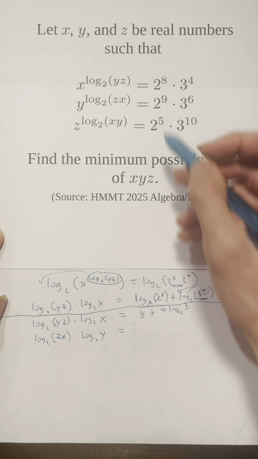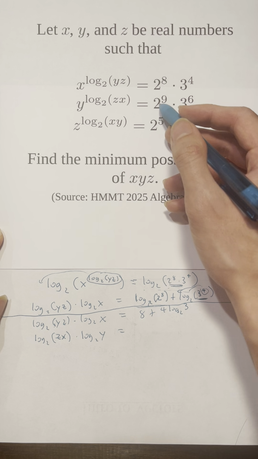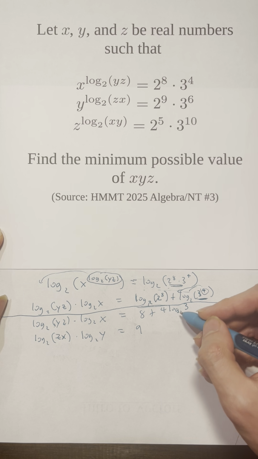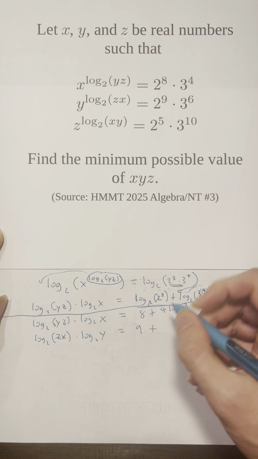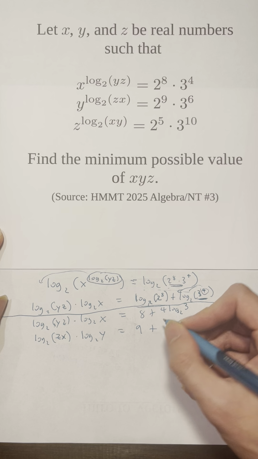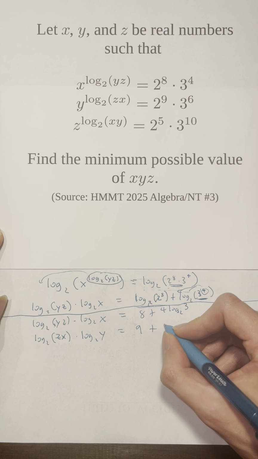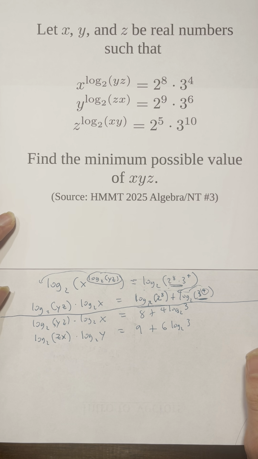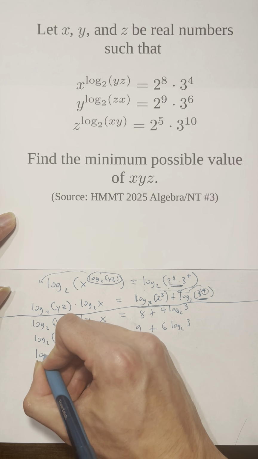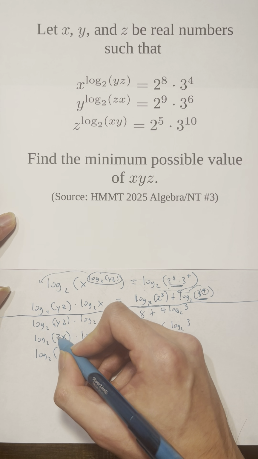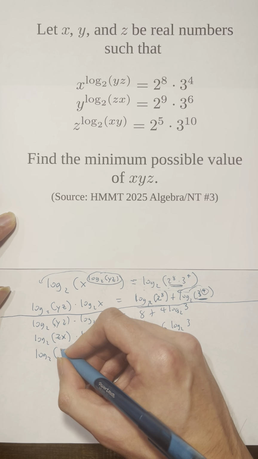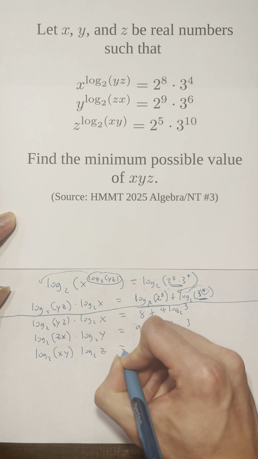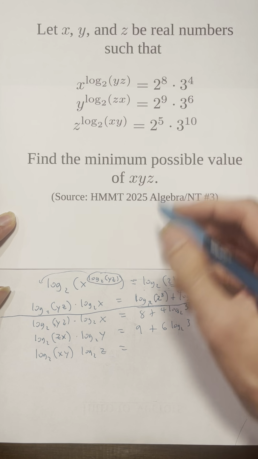Then this part of the equation turned into 8, so this part is going to turn into 9. This part turned into 4 times log base 2 of 3, so this part of the equation should be what? 6 times log base 2 of 3. Okay, one more equation. Same idea here, go to the next letter. So we cycle back. Same idea for the right-hand side as well.